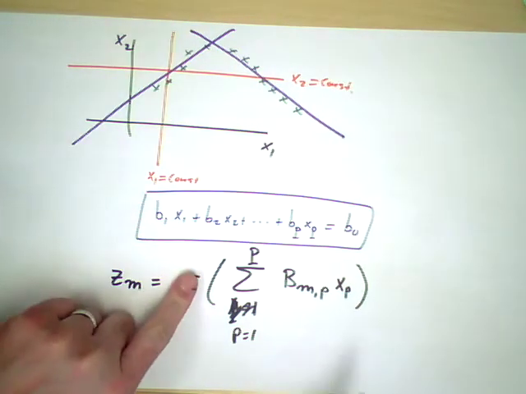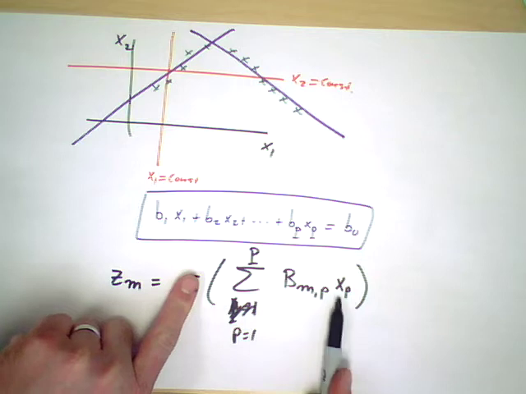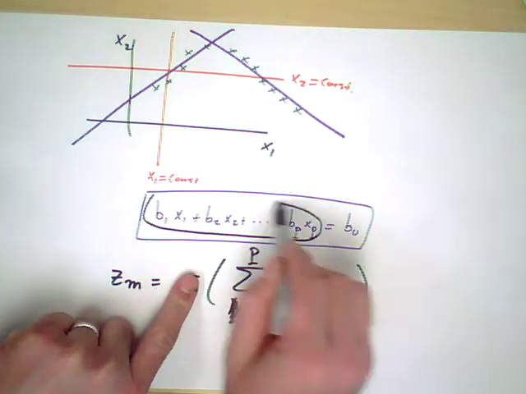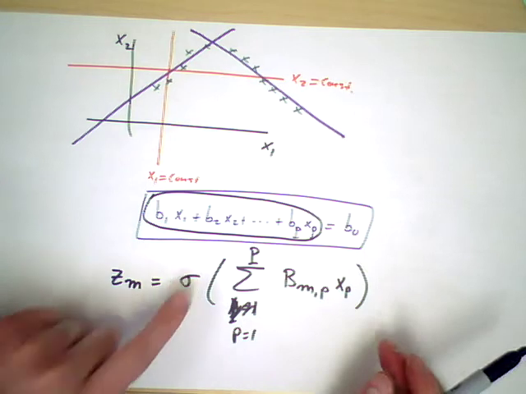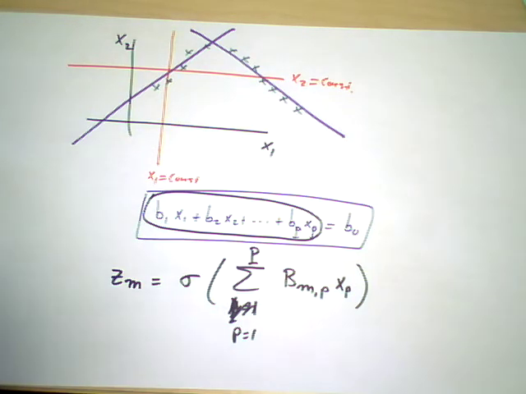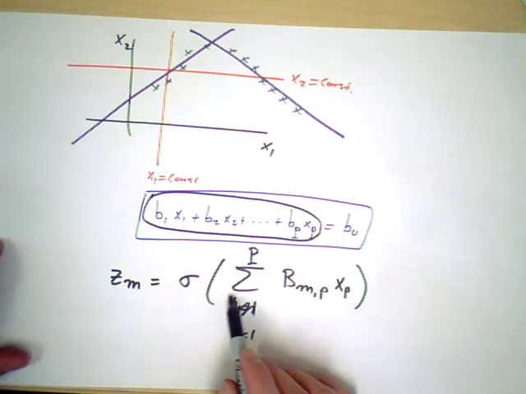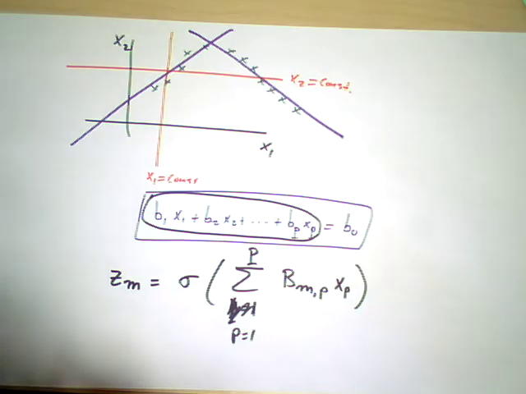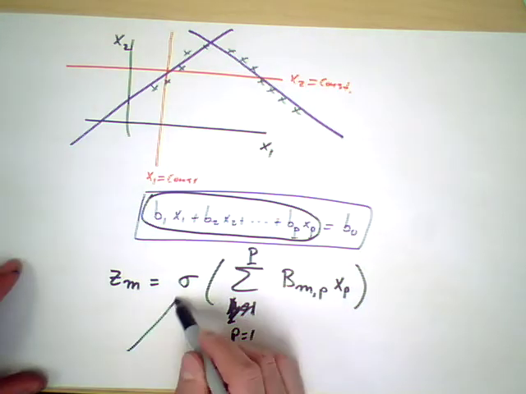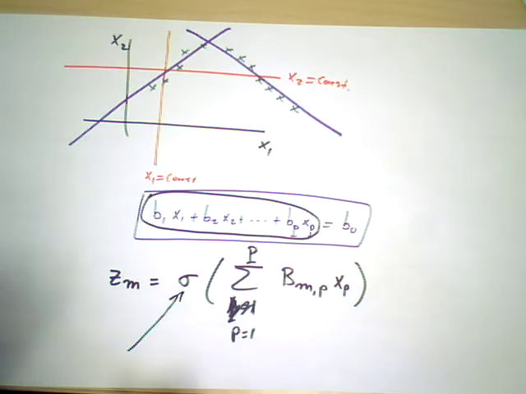So ignoring the sigma for a moment, this is exactly like the function part of the equation of a hyperplane. So what's going to end up happening here is we're going to make decision boundaries based on level sets of hyperplanes, not only on the coordinate hyperplanes that you use in a decision tree. Now, this is where the sigma comes in. Sigma has to be what's called a sigmoid function.